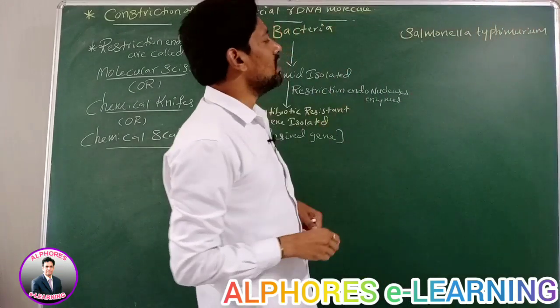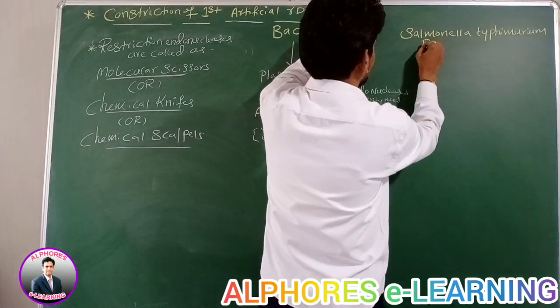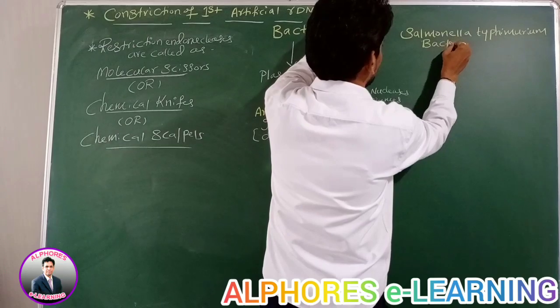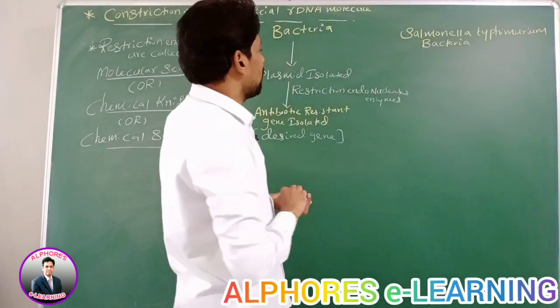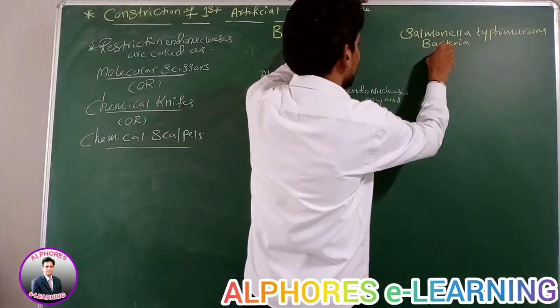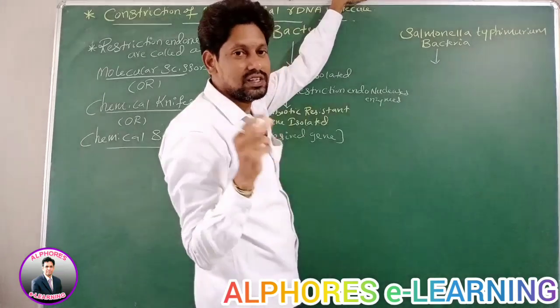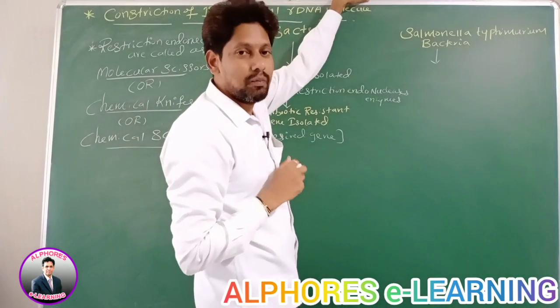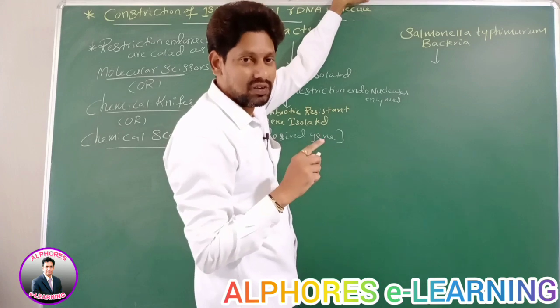What is the bacteria name? Salmonella typhimurium bacteria. From the Salmonella typhimurium bacteria, Cohen and Boyer isolated a plasmid. What did they isolate? Plasmid. Does plasmid mean linear or circular? Plasmid means it's circular, right?